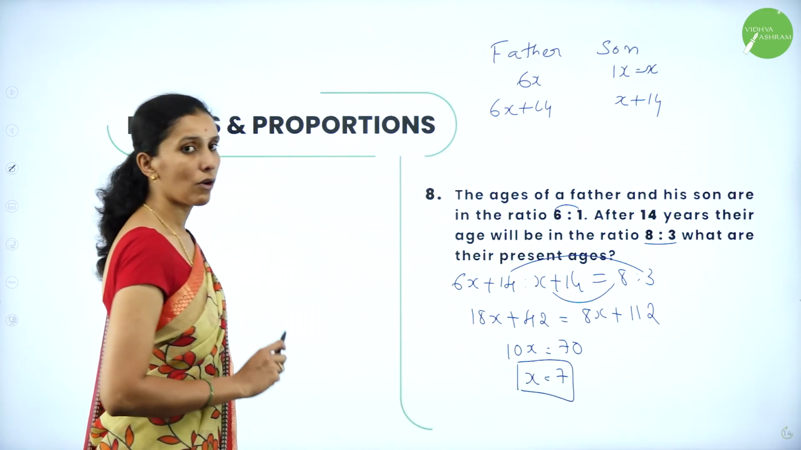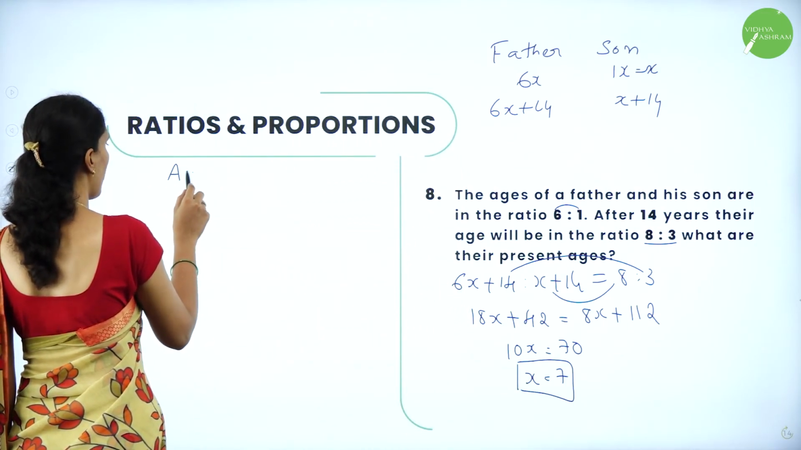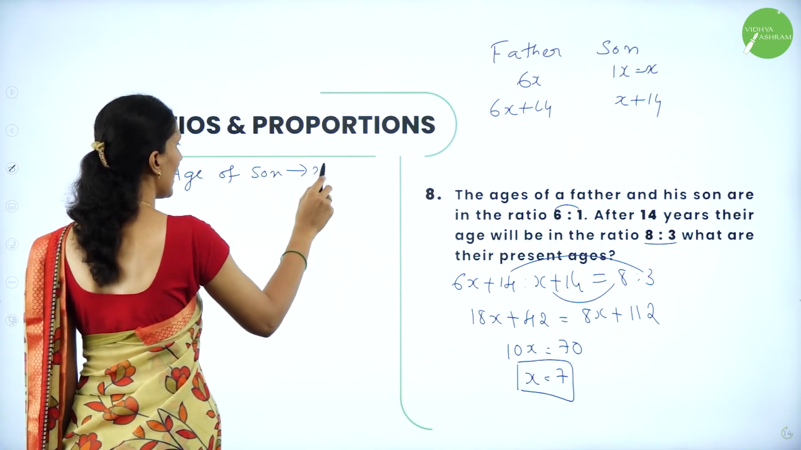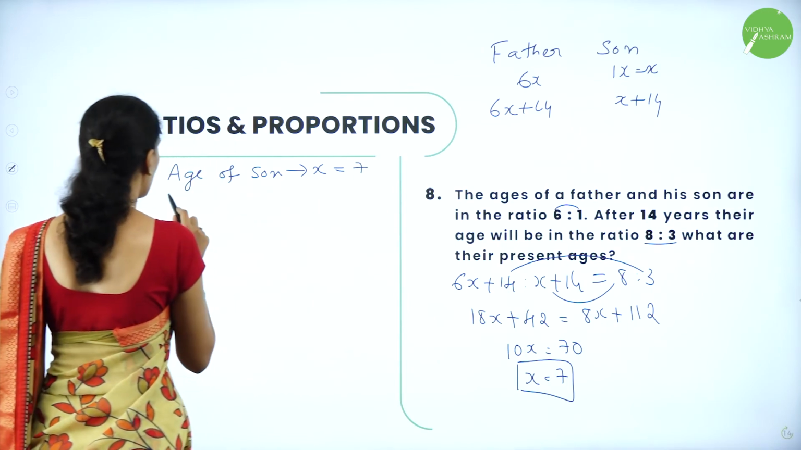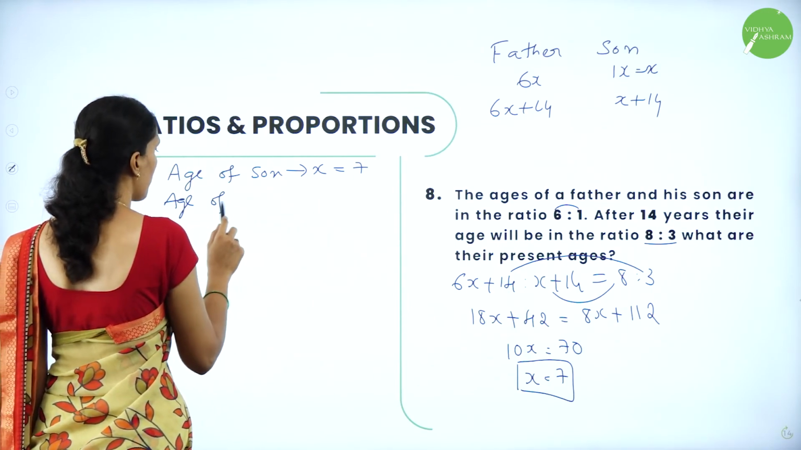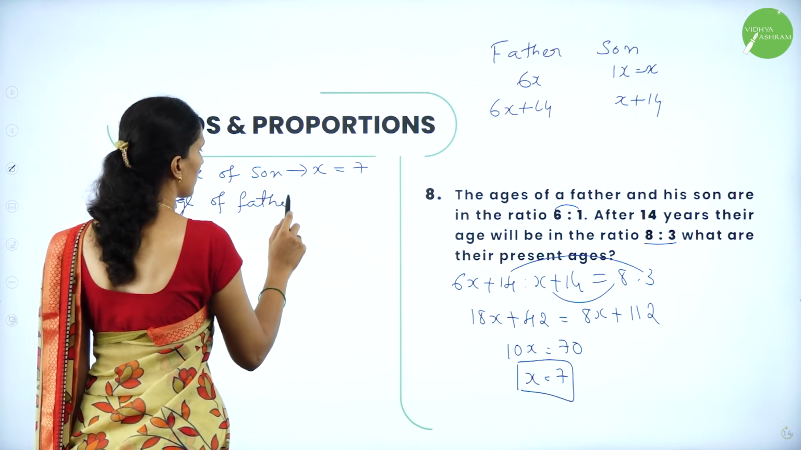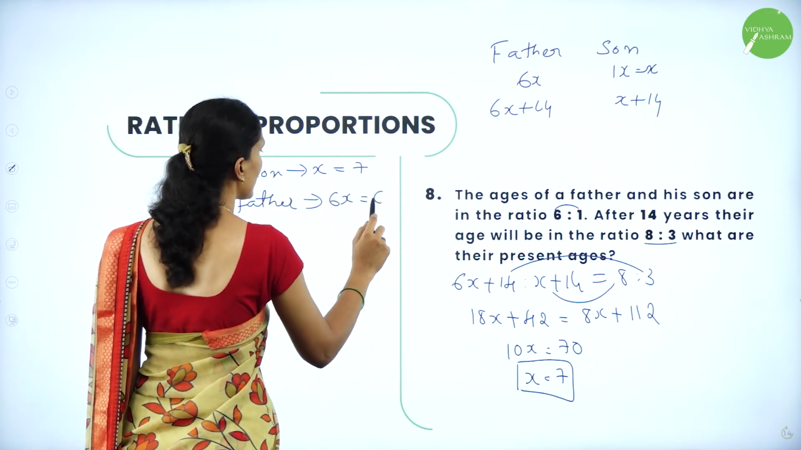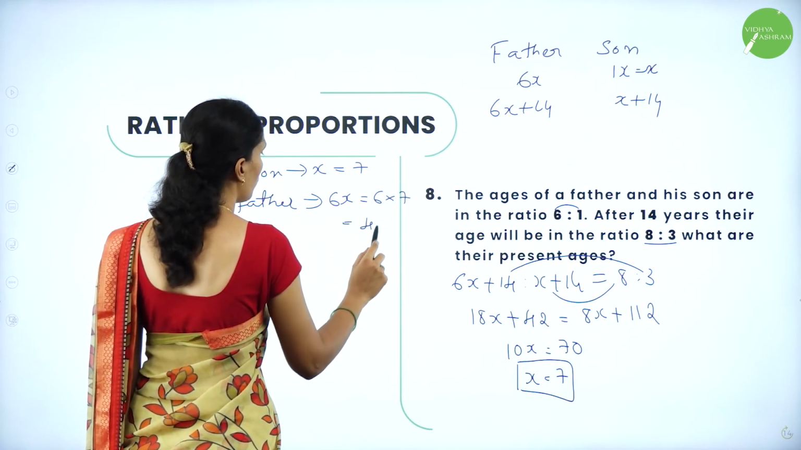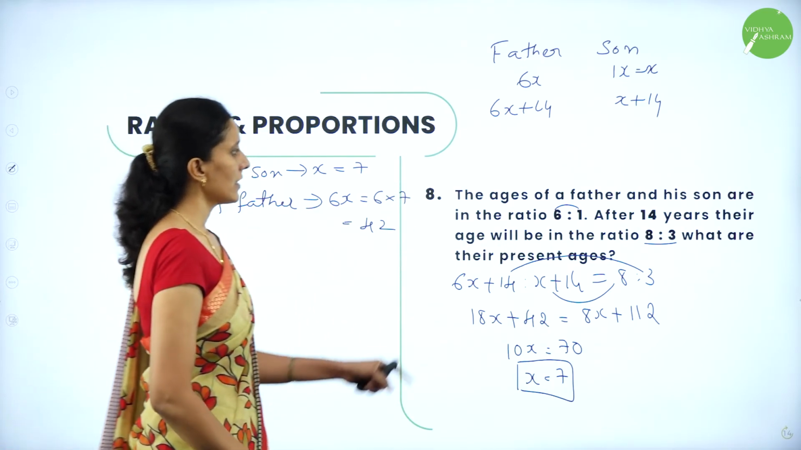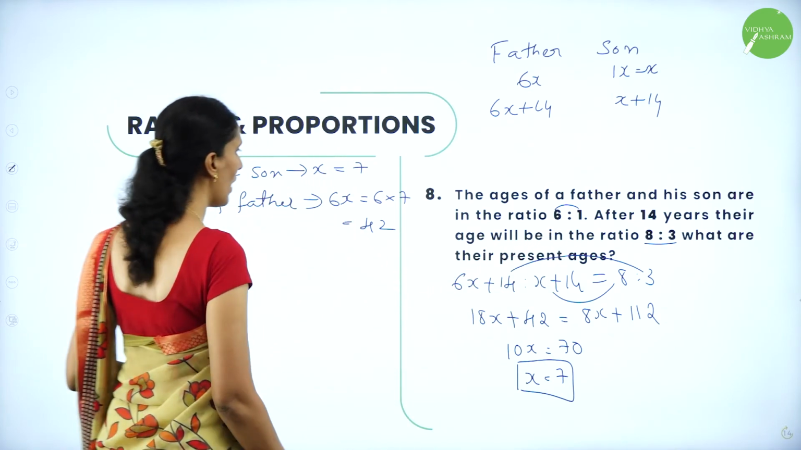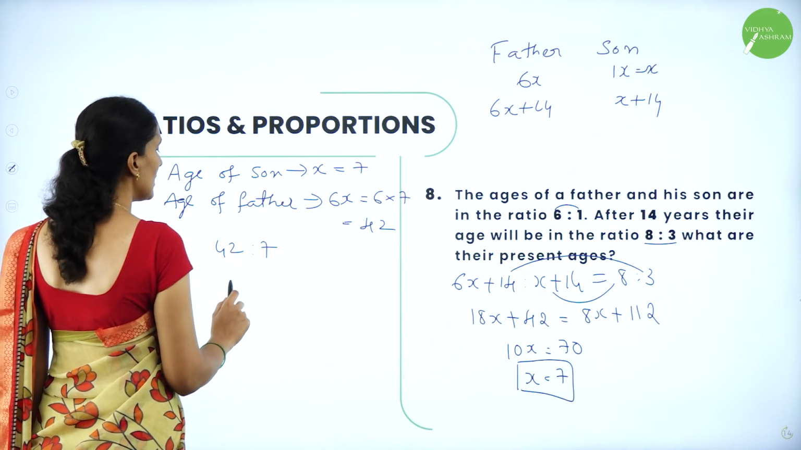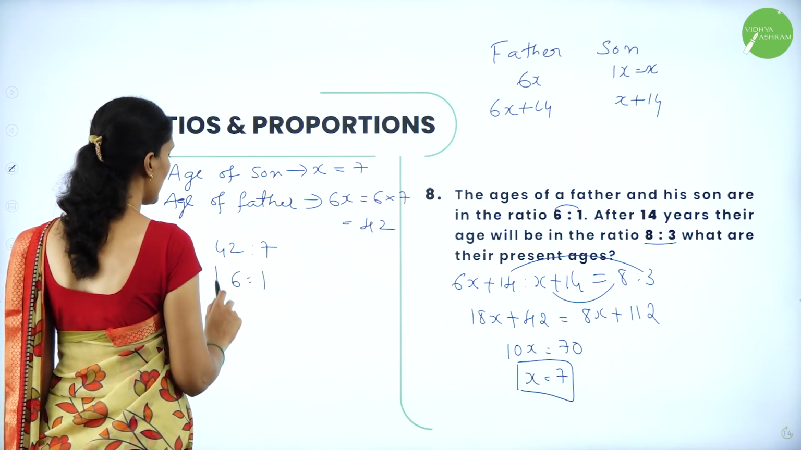Now, x is equal to 7 means it is the age of the son, that we have taken as x. That is equal to 7. So therefore, the age of the father we can take as 6 into x. That is 6 into 7 is equal to 42. So let me see, is the ratio in the form of 6:1? So that is 42:7. When you cancel it, it is 7 6s are 42, 7 1s are 7. Yes, verified.